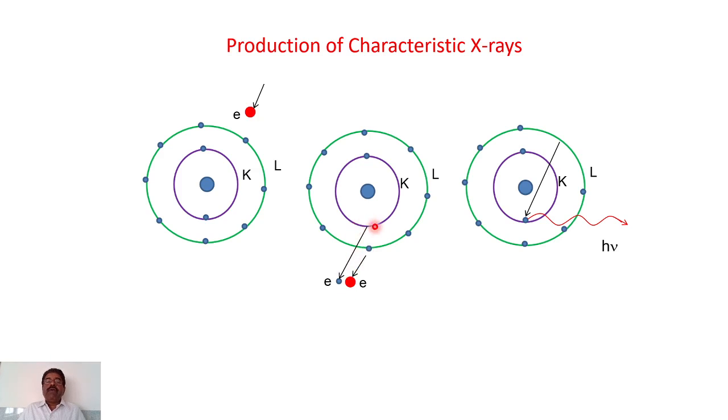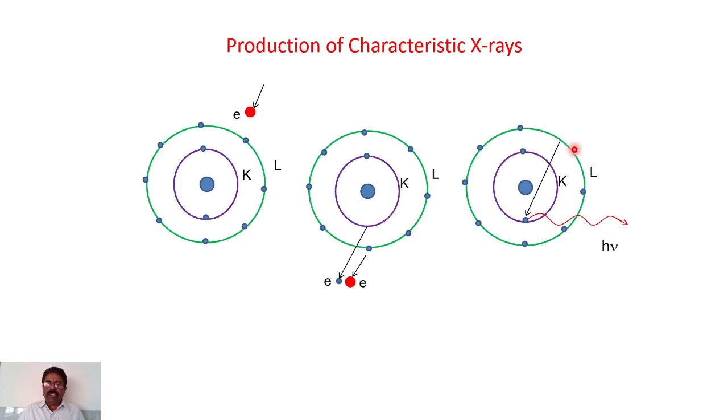Now what happens? There is a vacancy in the K shell of this target material. So definitely there will be a rearrangement of electrons, and the stable position for the electron will be the inner shell. If there is a vacancy, the inner shell is the most stable shell. So the electron from an outer shell will occupy this position, and whatever the difference in energy will be given out in the form of a photon.